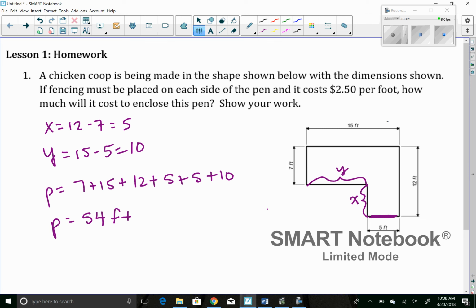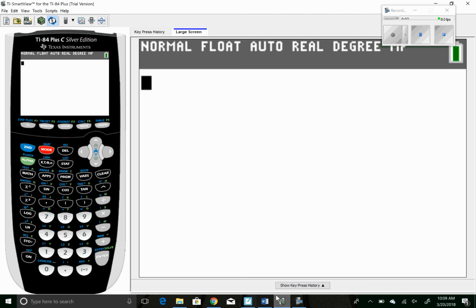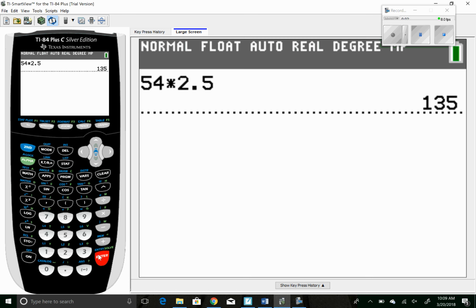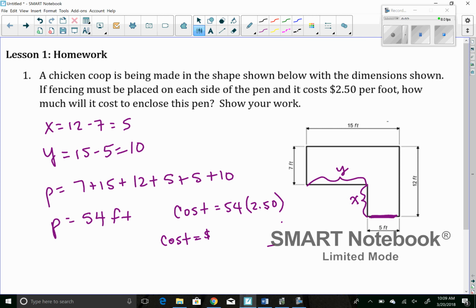The next part is going to require us to figure out how much it costs per foot to fence in this whole area. So the cost is going to be your 54 feet times $2.50 per foot. So the total cost is going to be whatever that comes out to be. Let's just use our calculator here. We have 54 times 2.50, which gives us $135.